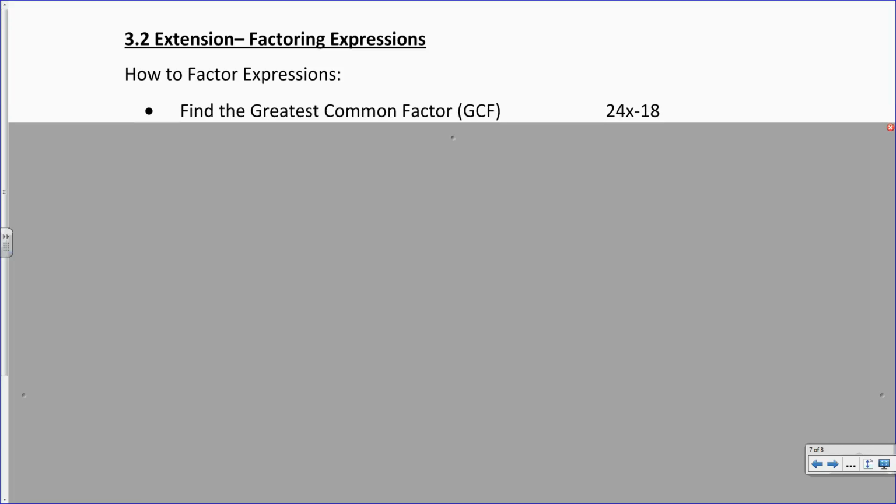Okay, this lesson is 3.2 extension lesson, and it's on factoring expressions. And I want you to think of factoring as the undistributive property. So when we're factoring, we're actually taking out whatever had been distributed in. So let's look at how to factor expressions.